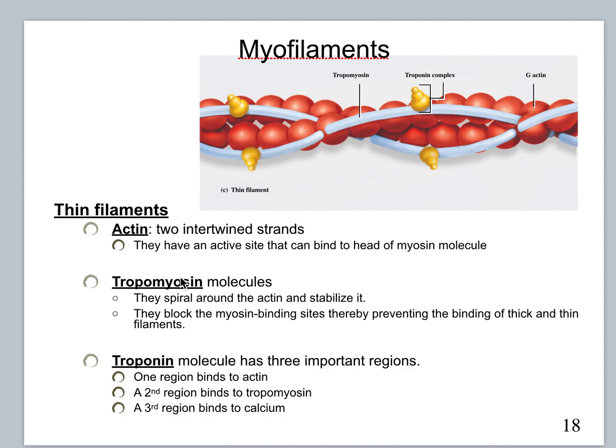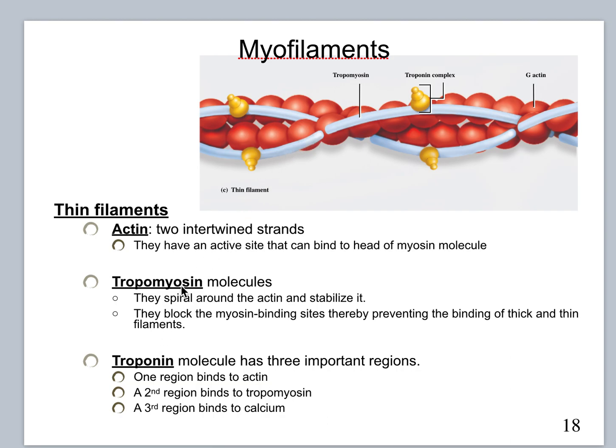Tropomyosin is also part of the thin filament. Tropomyosin is represented by this light blue band here. Tropomyosin spirals around the actin and stabilizes it. But it also blocks the myosin binding sites, which prevents the thick and thin filaments from sliding across each other. To give you a preview, the way the muscle works is that these thin filaments slide over the thick filaments. They slide relative to each other, and thereby shorten the muscle. The tropomyosin prevents that sliding from occurring.